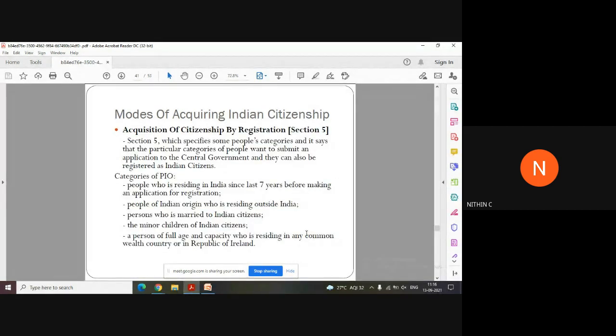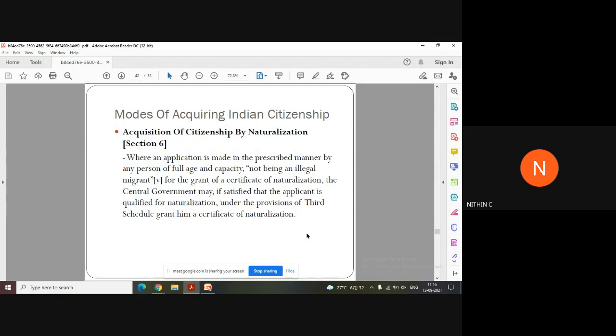Then acquisition of citizenship by registration. This specifies some categories of people, and it says that particular categories of people want to submit an application to the central government and they can also be registered as Indian citizens. So this is actually based on submitting an application to the central government. So acquisition of citizenship by birth, by descent, by registration. Then by naturalization.